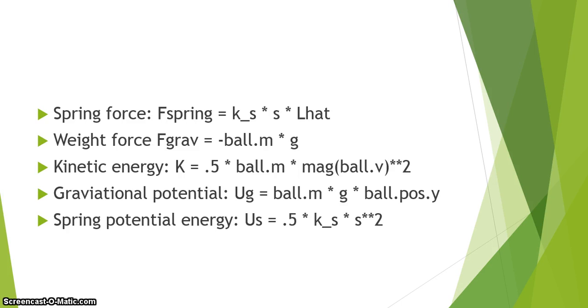Alright, so it's important to know that there's two forces acting on the mass in this system. There's the spring force, which is going to act in both the x and y direction, and the weight force, which is just going to act in the y direction, and it's just going to be the mass times g. But there's going to be three different types of energy: kinetic energy, gravitational potential energy, and spring potential energy.